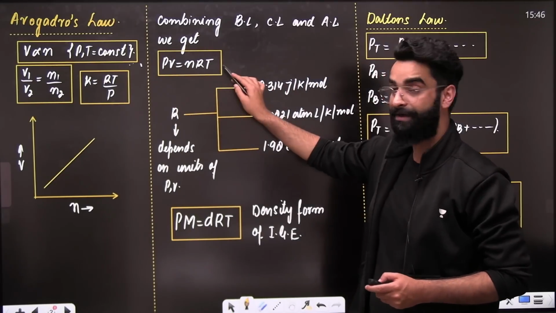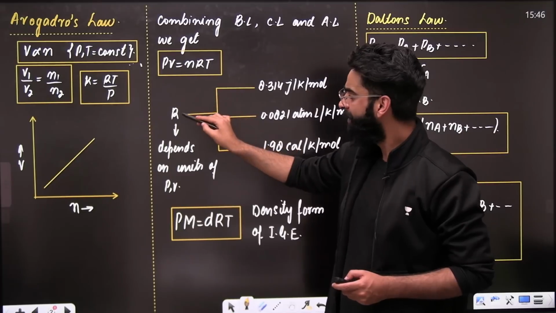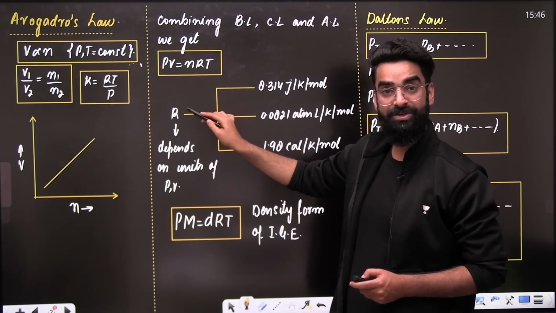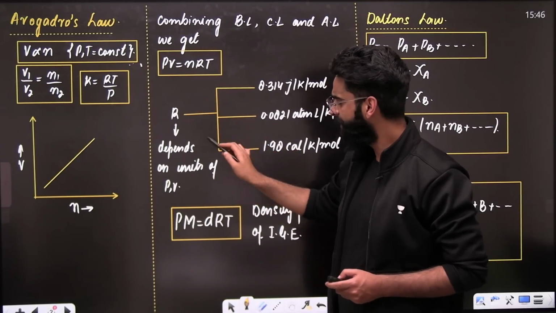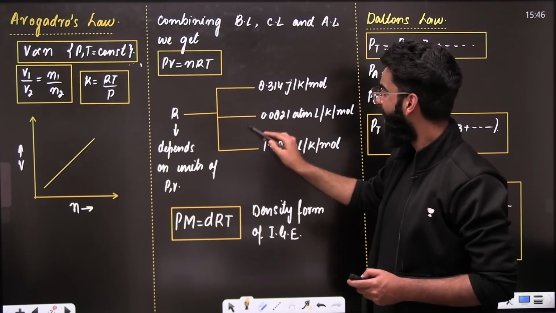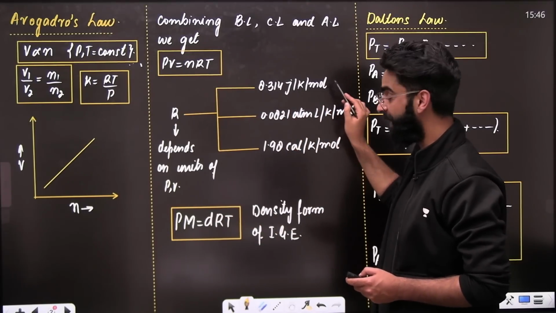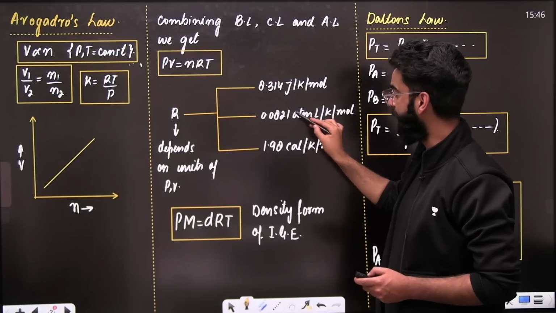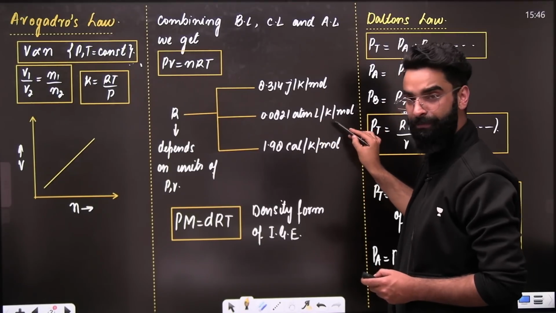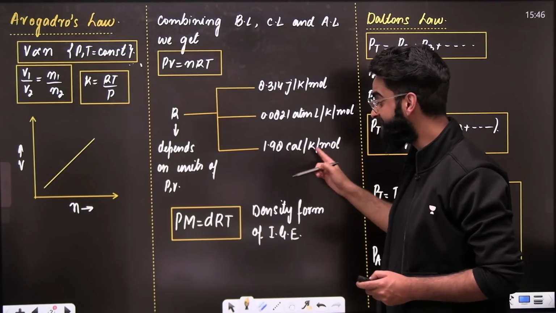PV is equal to nRT. The R over here is something which you call the universal gas constant, whose value depends on the units of pressure and volume. R has exactly 3 values. One is 8.314 joules per Kelvin per mole, 0.0821 atm liter per Kelvin per mole, 1.98 calories per Kelvin per mole.